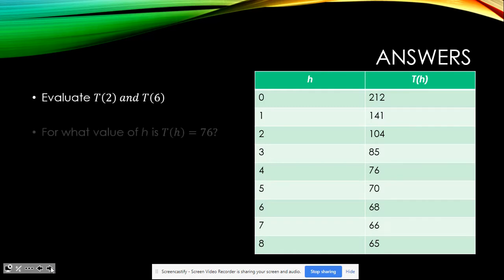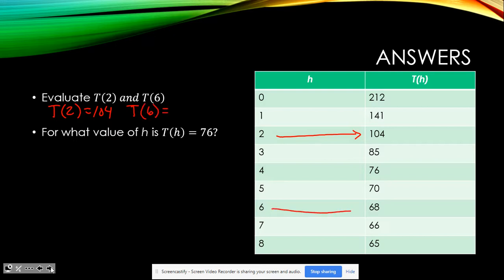Here are your answers. T of 2 and T of 6. T of 2 is right here. So T of 2 is equal to 104. Same thing for T of 6. We're just going to look across it. T of 6 is 68. Secondly, for what value of H is T of H equal to 76? I take a look at my T of H column. 76 is right in the middle, and it matches up with 4. So H equals 4.